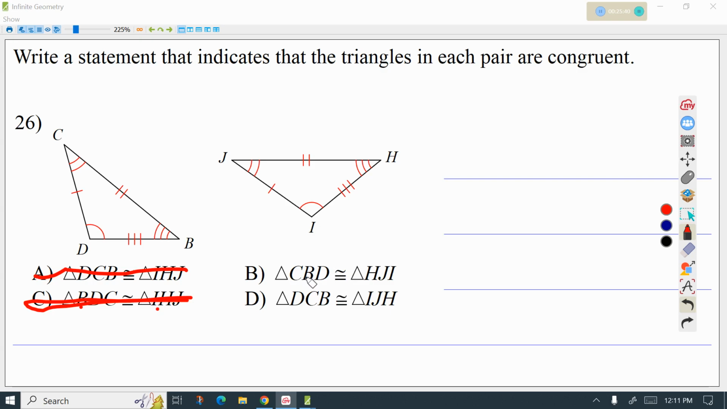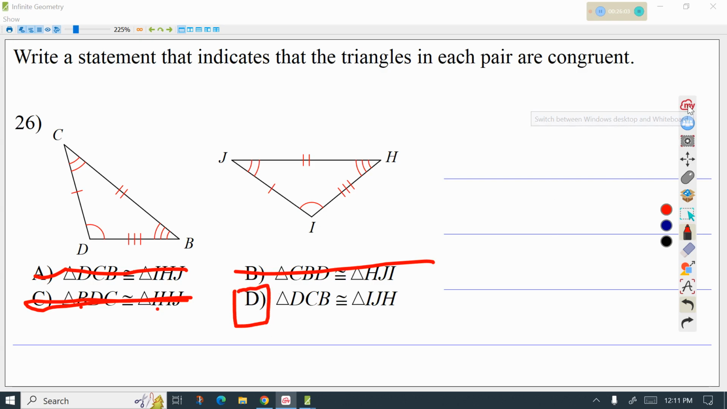C equals H. No, that's not true. C has 2 and H has 3. So this can't be the answer either. So that tells me it must be D. And we could double check that D is equal to I. Those are both first. C is equal to J. Is that true? Yep, C has 2 and J has 2. And the third one, B and H, also line up. So your answer should be D.